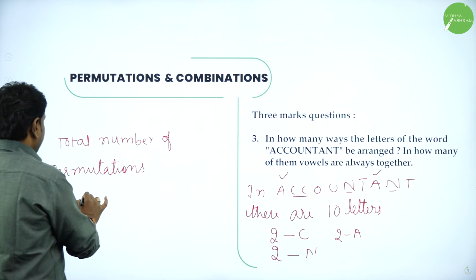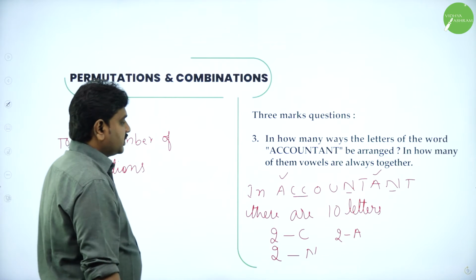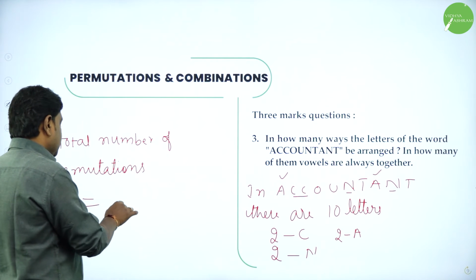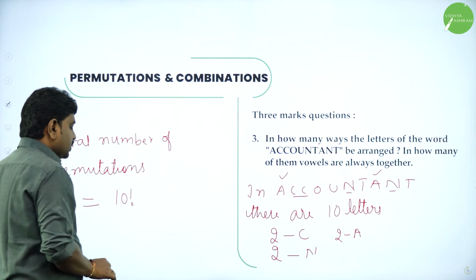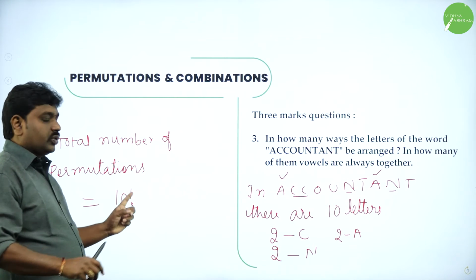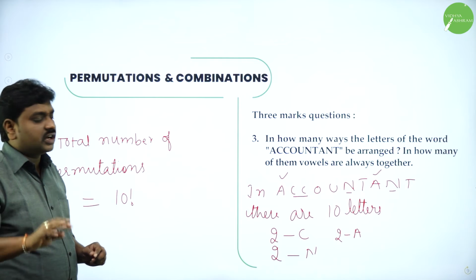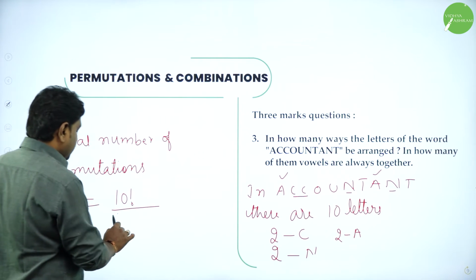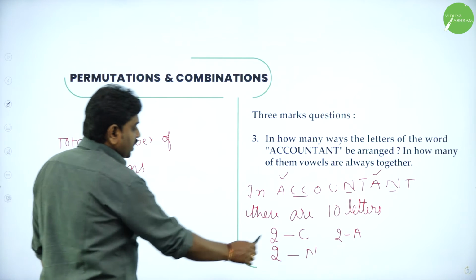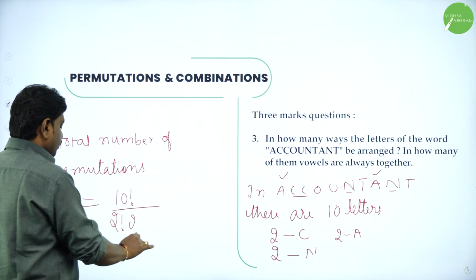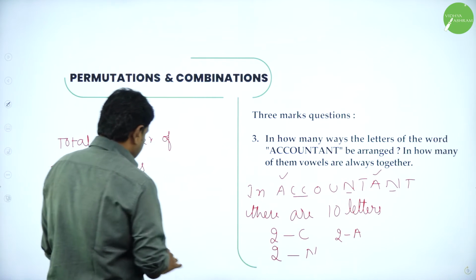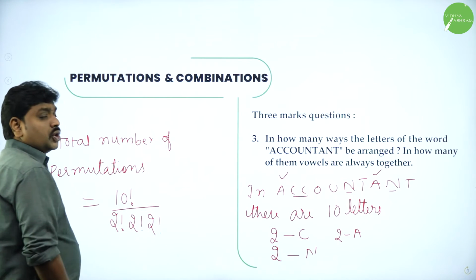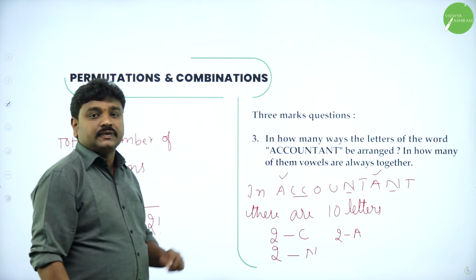Now, total number of permutations is equal to, how many letters are there? 10 letters are there. 10 letters can be arranged in 10 factorial ways if there is no repeating of any letter. But we have repeating of letters. So A repeated 2 times, that's why divided by 2 factorial. C repeated 2 times, divided by 2 factorial. N repeated 2 times, divided by 2 factorial. This is the total number of permutations.